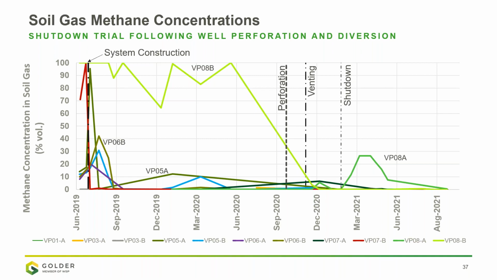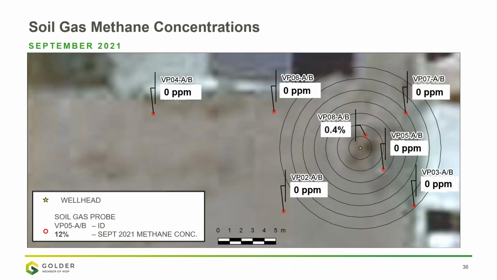And if we go back one slide, let's look at that in plan view. So these concentrations were September 2021. So this was about 7 months after we stopped soil gas extraction, and about almost a year after the well perforation was done. And so you can see the concentrations of methane in the soil gas are much lower than they were previously. We have 0.4% at the probe closest to the well, and then no methane detected anywhere else. So the methane now is all coming up through the well bore, and it is able to be controlled that way, and it's not migrating in an uncontrolled fashion up through the soil gas.